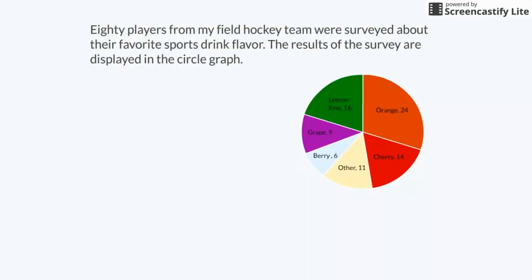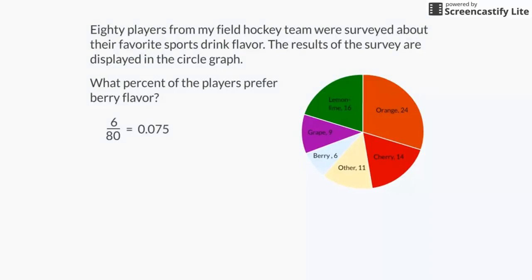Let's try another problem. Using the same information, what percent of the players prefer berry flavor sports drink? 6 players out of the 80 surveyed like berry flavor best. I need to convert the fraction 6 out of 80 to a decimal by dividing or using a calculator. Then write the decimal as a percent. 6 divided by 80 equals 0.075. Move the decimal 2 places to the right and I have 7.5%. 7.5% of the players prefer berry.